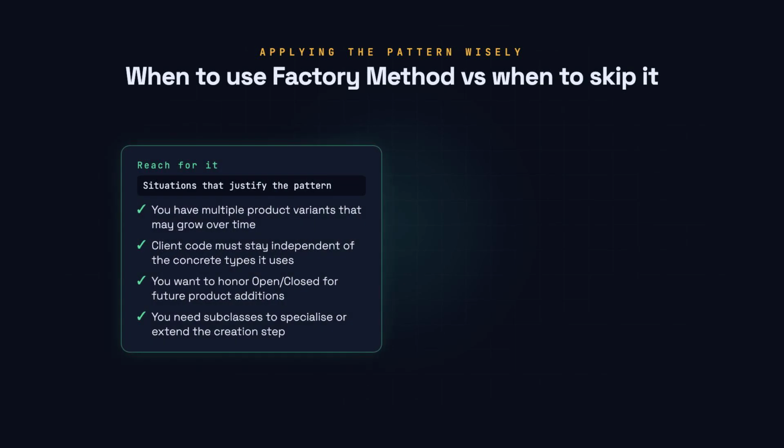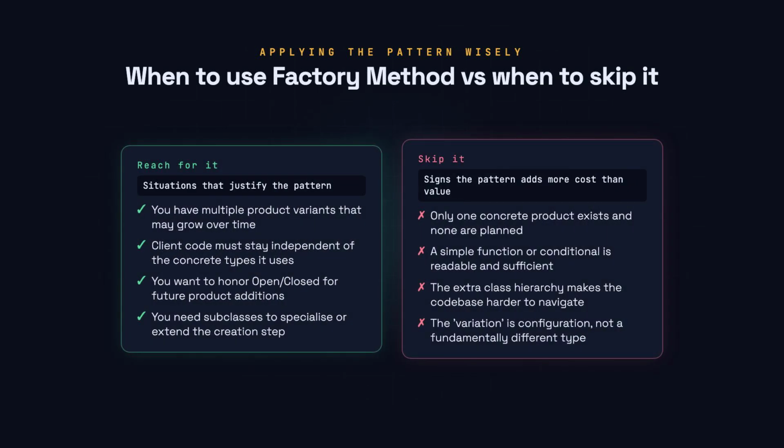Factory method earns its place when you genuinely expect new product types to appear over time, and you want to add them without reopening existing classes. It is a strong fit when the creator class has substantial business logic that should be insulated from creation details. Skip it when you only ever have one concrete product, or when a plain if-else or a lookup map is simpler and equally maintainable. Not every creation decision needs a class hierarchy behind it.